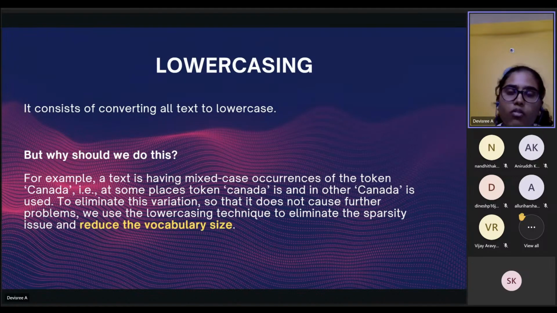For a small text, a small paragraph, it doesn't make much difference. But for large amounts of data, it generates a large amount of redundant words in the vocabulary, which is undesirable and makes it computationally inefficient. So we perform lowercasing to reduce the vocabulary size.